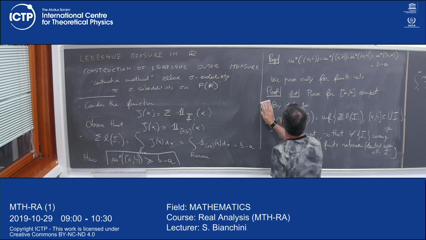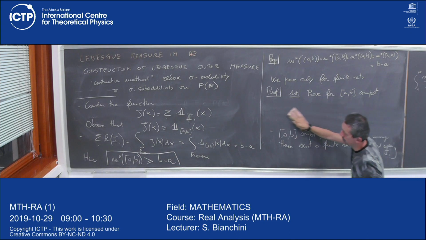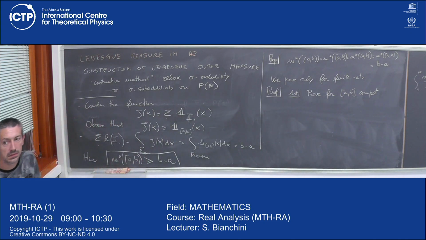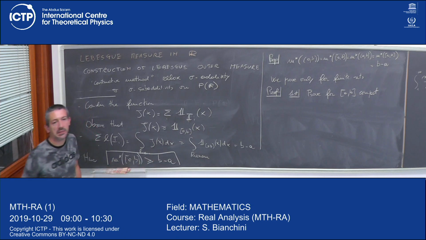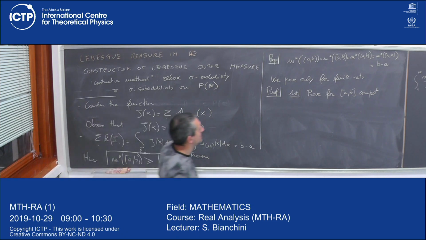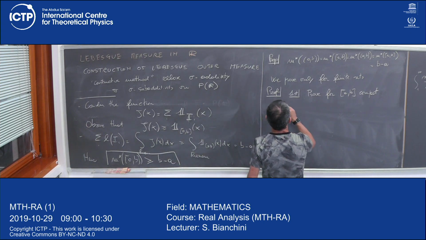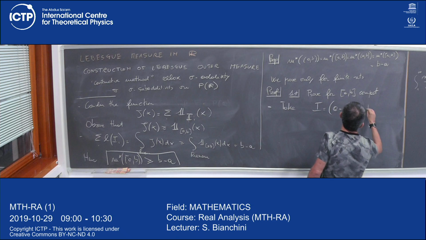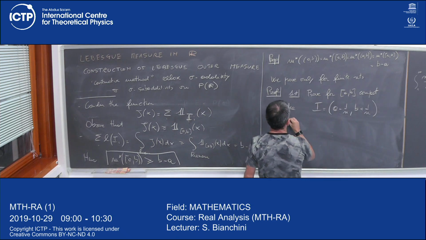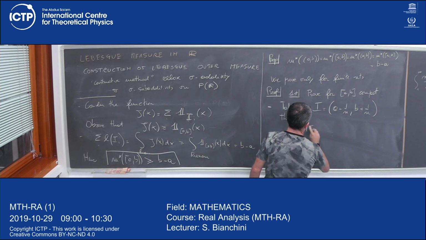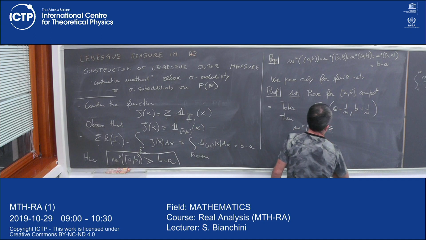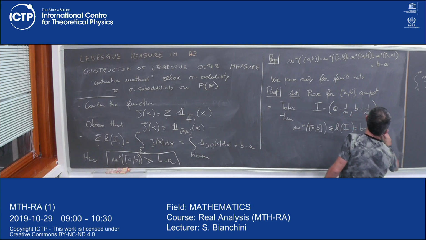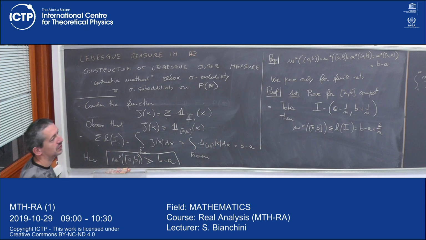And now I want the other inequality. I want to prove that M star is actually less or equal than B minus A. Take B minus A minus 1 over n, and the length of I. Okay, so conclusion.